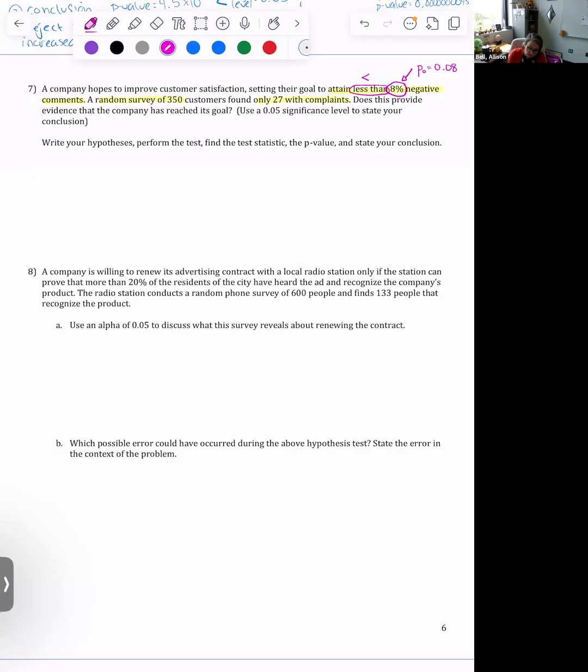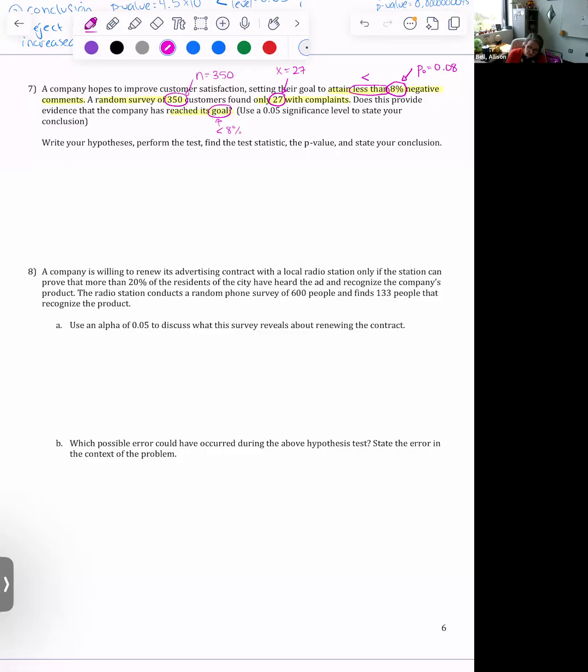Stop. We know that the random language is telling us n is equal to 350. And we know that this is about negative comments. So those 27 people were asked, did you complain? And they all said yes. So they are considered the successes. Now, then it goes on to say, does this provide evidence that the company has reached its goal? Now, remember, the goal is less than 8%.